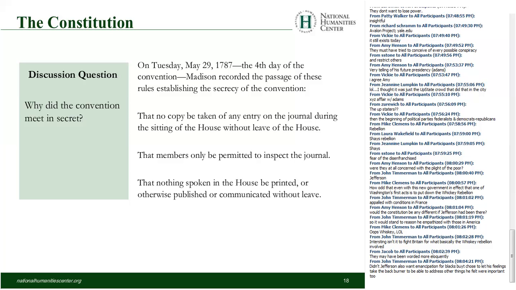I mean, these men are really smart. They really know how to protect themselves. And that's why they met in secret. That's why they became a committee of the whole every day. And that's why they never talked about what they were doing to anybody during the whole 4 months.